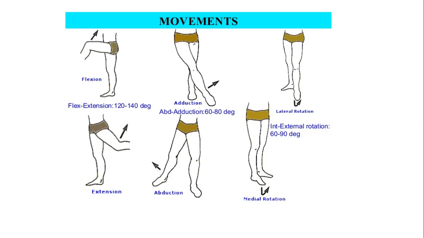Adduction and abduction of the thigh, here in this diagram in the middle, these two movements take place along an anteroposterior axis and are carried out by pectineus, adductor longus, adductor brevis, and adductor magnus, as well as gracilis.